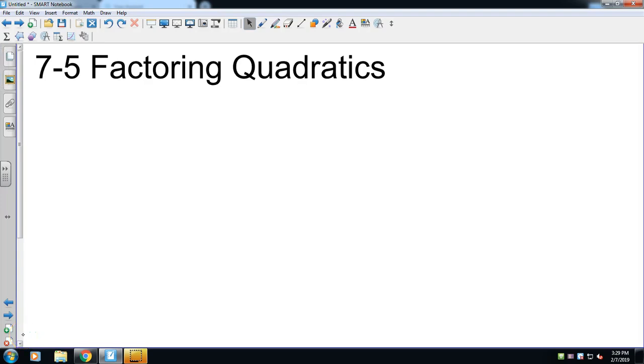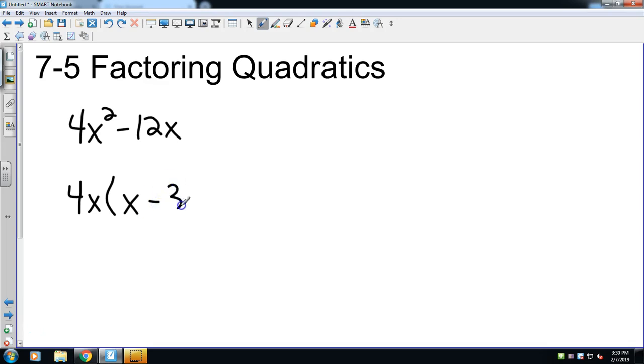Okay, so this is Chapter 7, Section 5. We have factored some binomials so far. If we had something like this, then we would take out the greatest common factor. The greatest common factor between 4 and 12 is going to be 4. And then they each have an x, so I'm going to take out that x. And remember the distributive property, 4x times x gives me 4x squared, and 4x times negative 3 gives me negative 12x. Okay, so that's something we've already done.